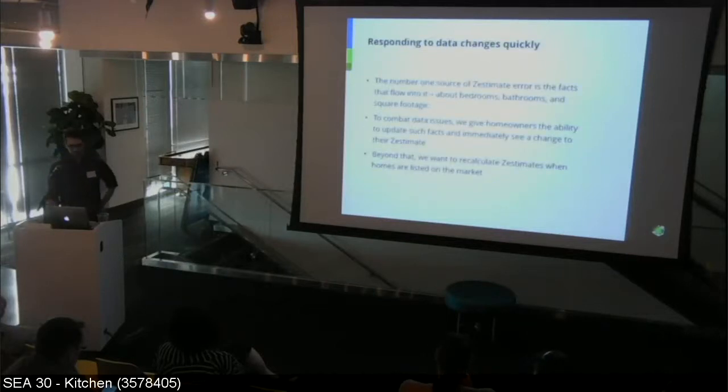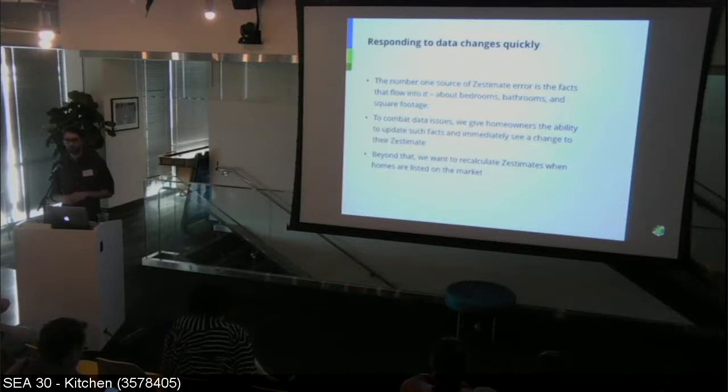So the number one source of Zestimate error is actually the facts that flow into it. Bedrooms, bathrooms, square footage, all these, as I mentioned, can negatively impact how we perceive your home. So what we want to do is actually combat these data issues. And so we open up a pathway for our users to actually interact with their home and update the facts, and they can see immediate change there.